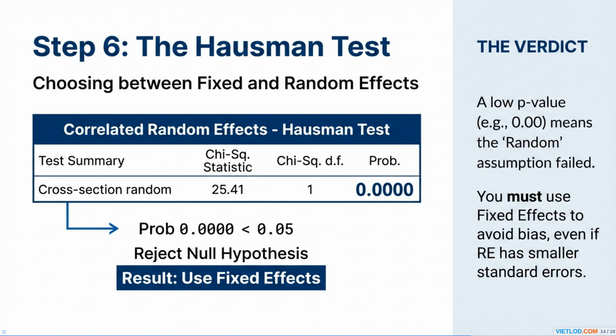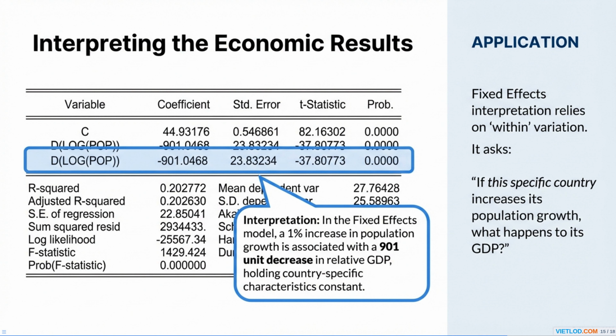The Hausman test is our final step to choose between fixed and random effects. The null hypothesis of the Hausman test states that the random effects model is consistent and efficient, implying no correlation between the unobserved individual effects and the regressors. From the test results, we see a p-value of 0.0000, which is significantly less than our standard significance level of 0.05. Therefore, we unequivocally reject the null hypothesis.